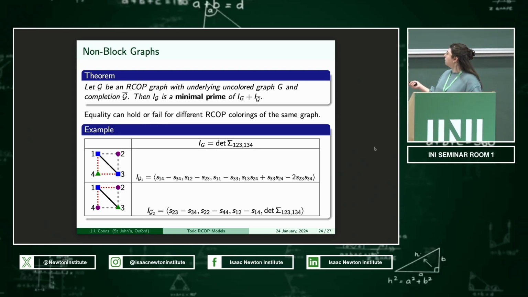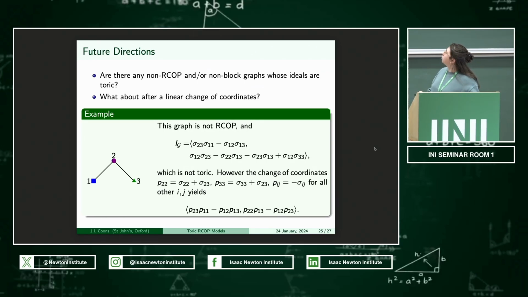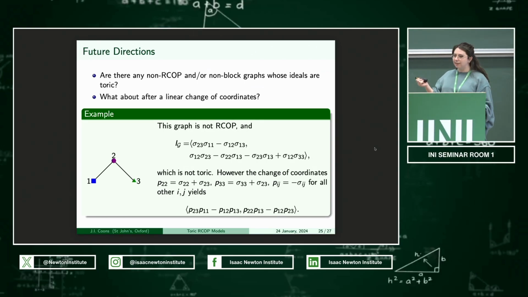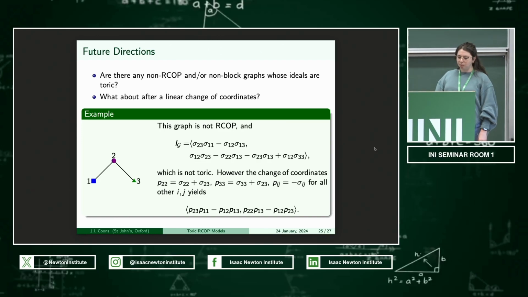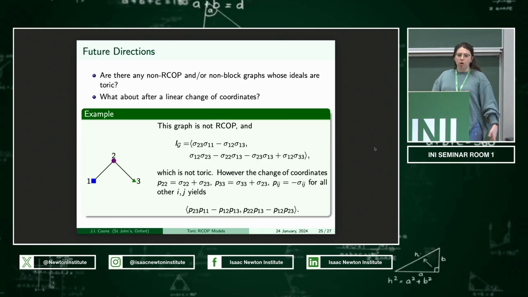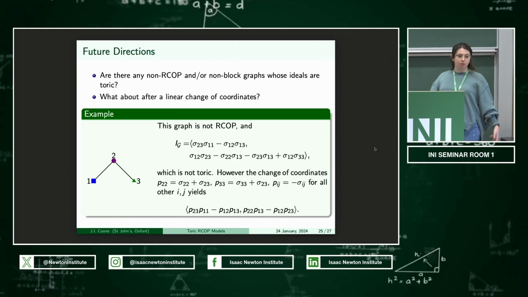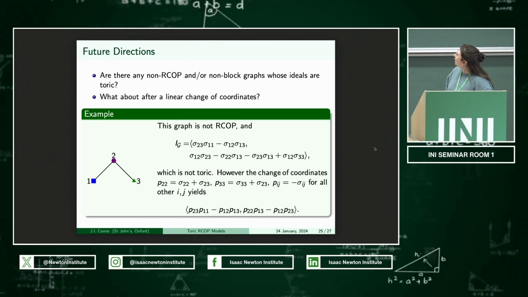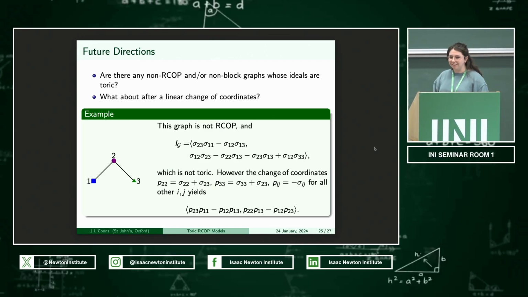Okay. So what are some future directions? First of all, something that I touched on briefly: are there any non-RCOP or non-block graphs whose ideals are toric? I don't think so. If you can think of an example, I'd be really interested to hear about it. I've done a lot of looking and I really can't find one, so I think it's not true.